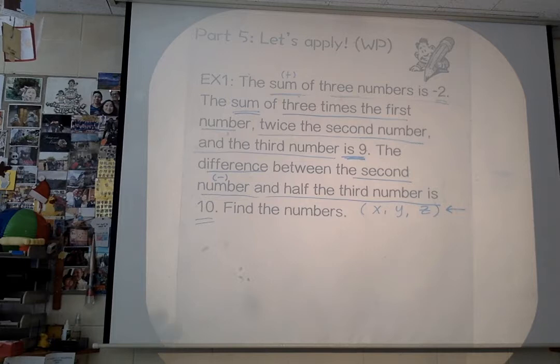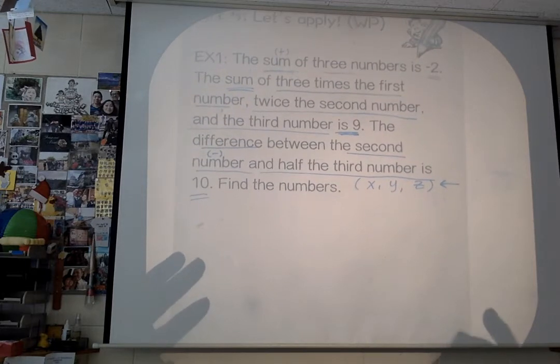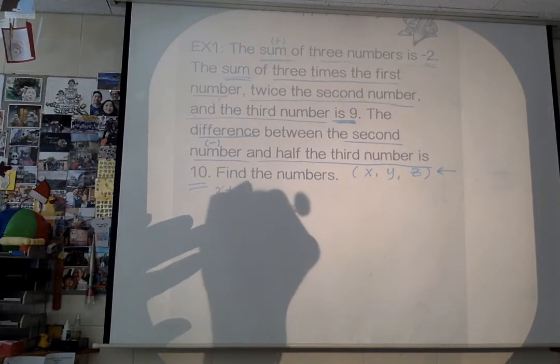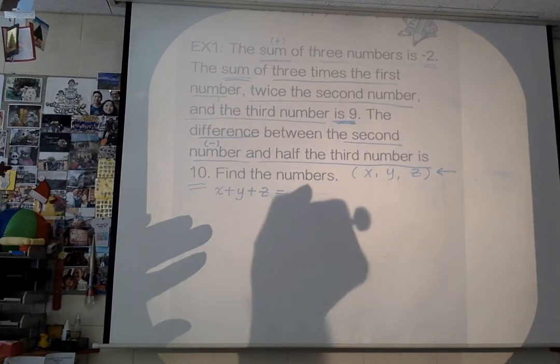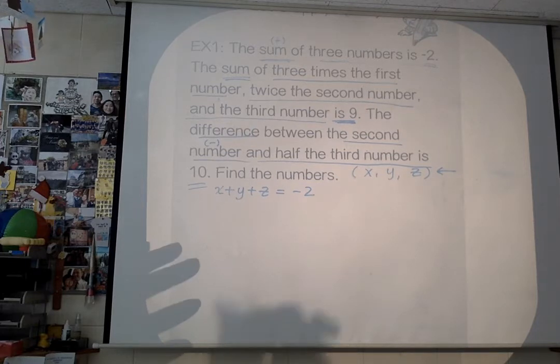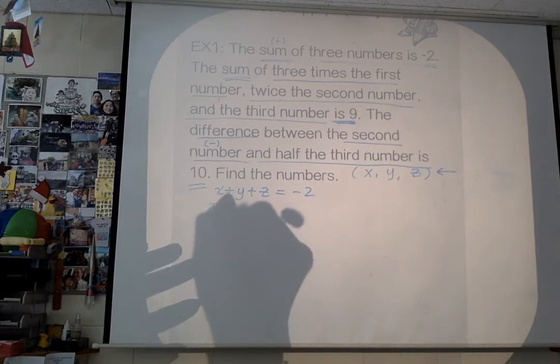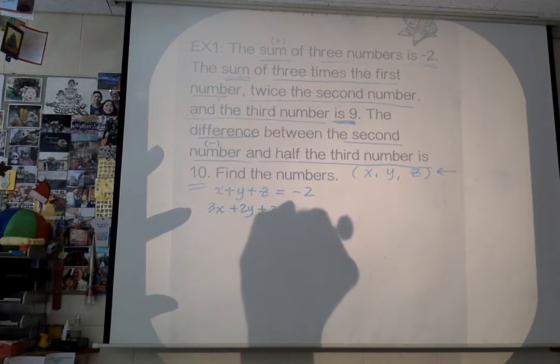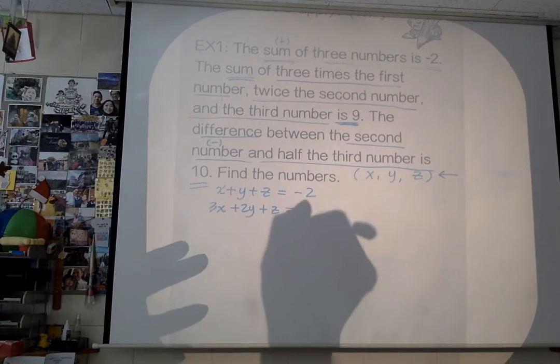So let's start with the first equation. The sum of the 3 numbers is negative 2. Don't think of this as anything more difficult than a sentence. I'm telling you there are 3 numbers, and when you add them up, it's negative 2. So x plus y plus z is negative 2. And the sum of 3 times the first number, twice the second number, and the third number is 9. They didn't say anything about the third, so no change there.